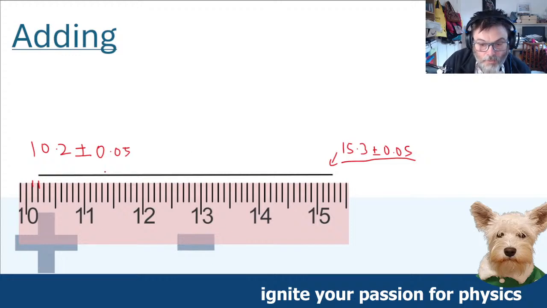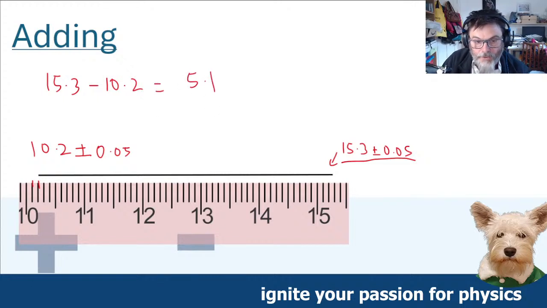So in order to work out the actual length of this line, it's really straightforward, isn't it? We just take one end and take away the other end. So we're going to do 15.3 take away 10.2, and dead simple, isn't it? And as you know, that's going to come out as 5.1.